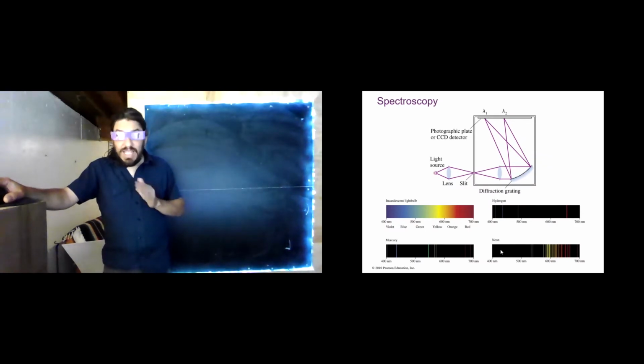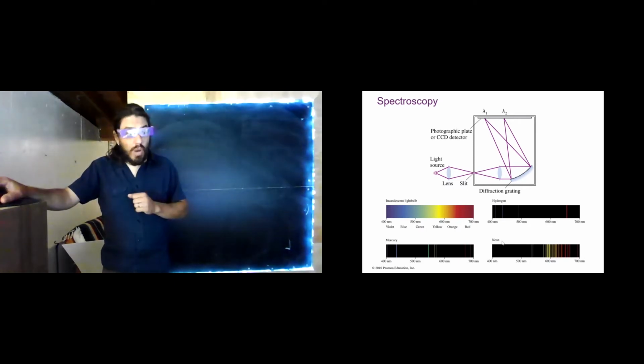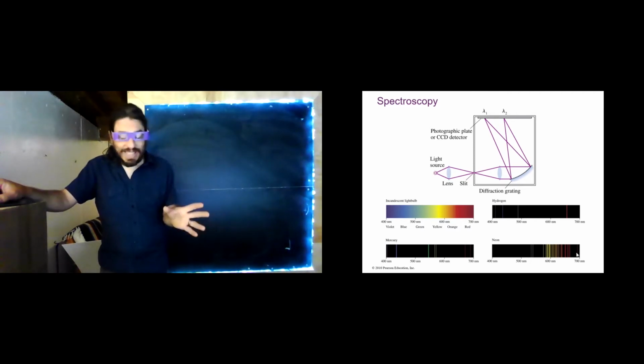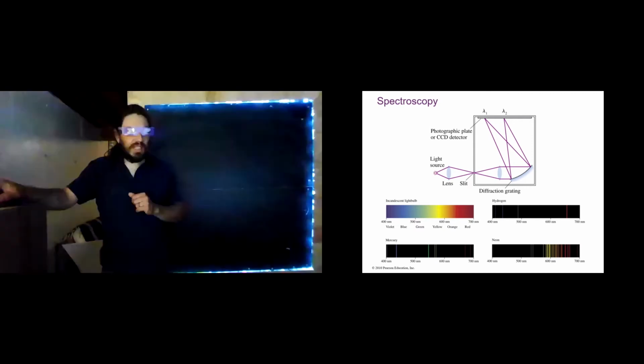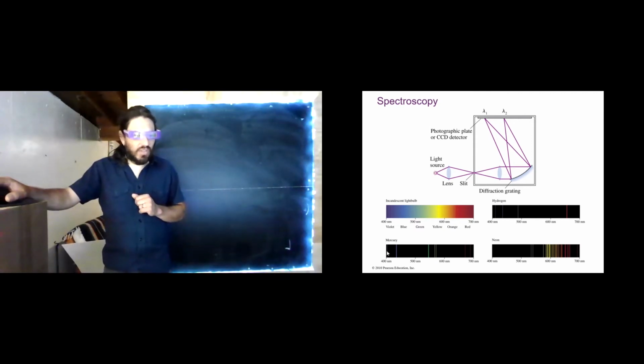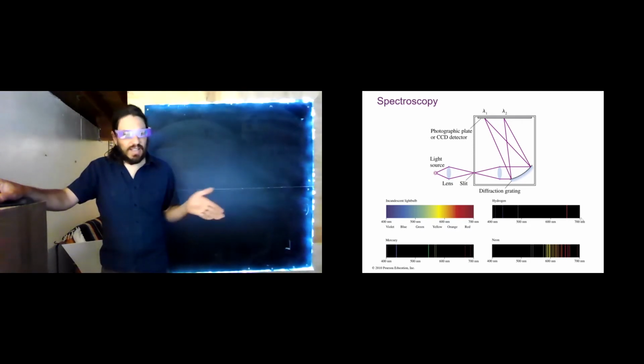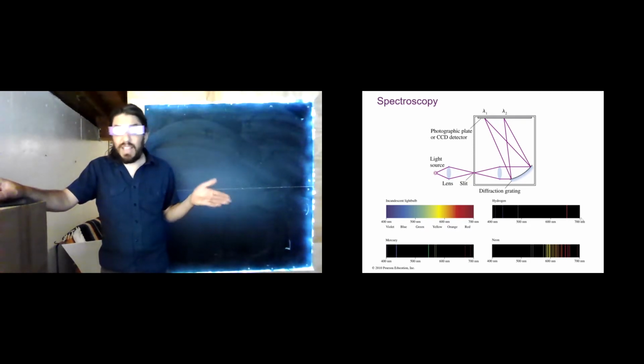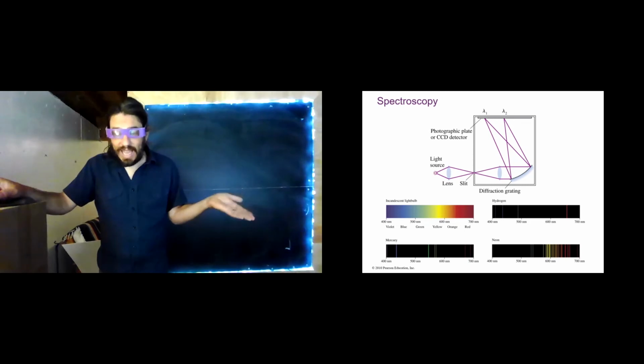If we were to break neon into its constituent colors by running it through a spectrometer, then what we would see is that it's actually a whole bunch of different colors. And if you put them all together, you get that nice red color. Different gases have different patterns. Mercury has this pattern, neon has this pattern, hydrogen has this pattern. It's like a fingerprint. And using this idea of a fingerprint, you can identify what a gas is.